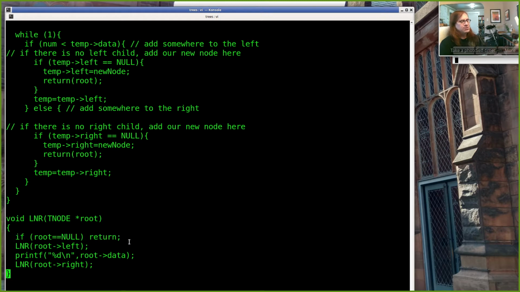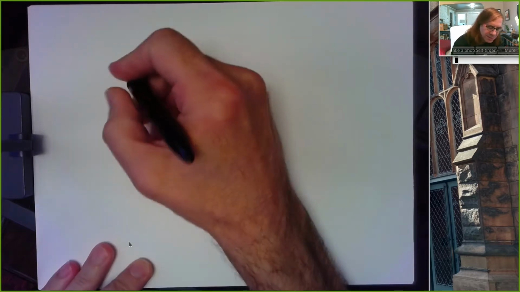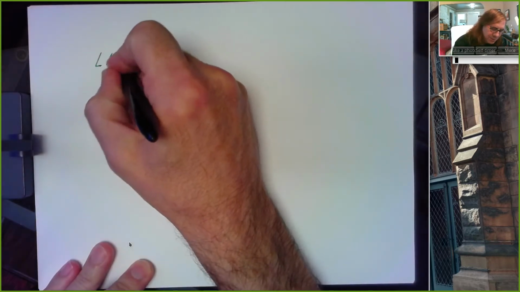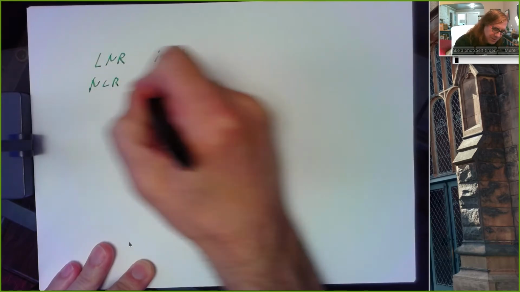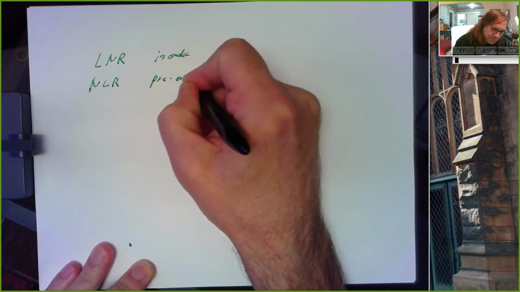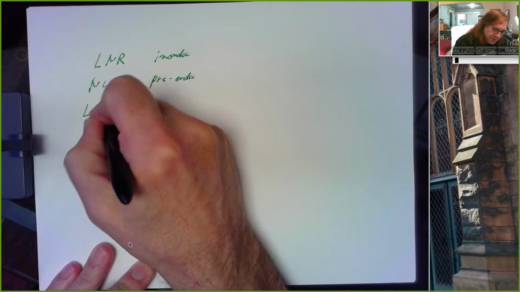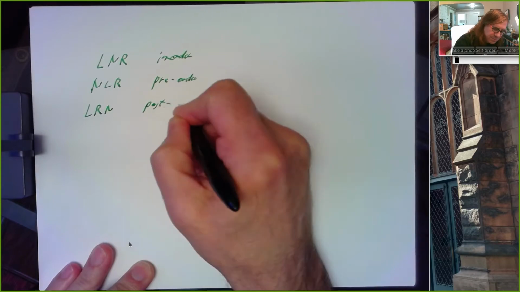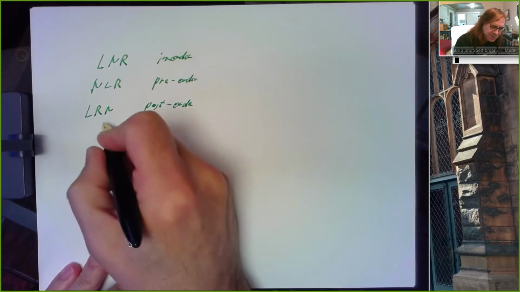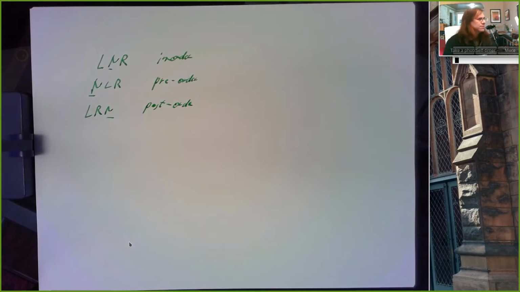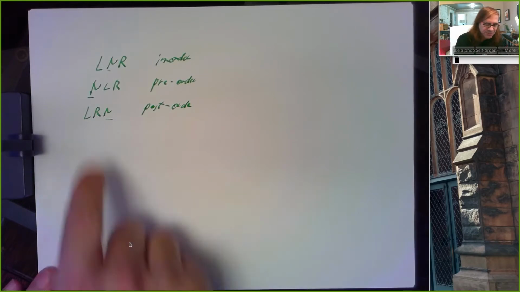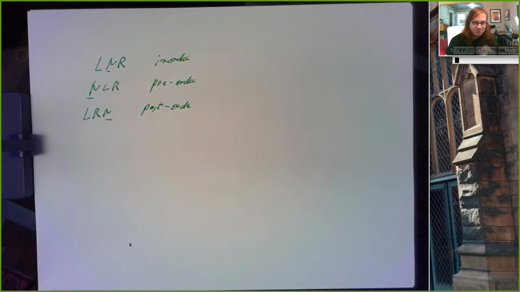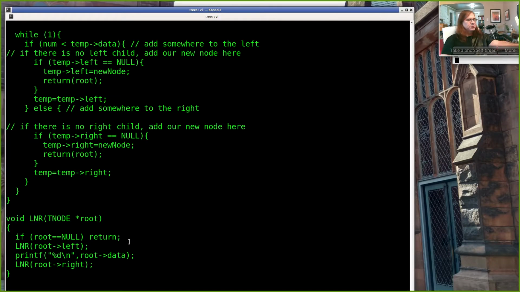All right, so this was the in-order traversal, and remember we have 3 approaches. Left node right is in order. Node left right is called pre-order. And left right node is post order. And the prefix here refers to when we print the root node data. If we do it in the middle, that's called in order because your data will come out sorted. If we do it first, that's pre. If we do it last, it's post. So this is our in order traversal.